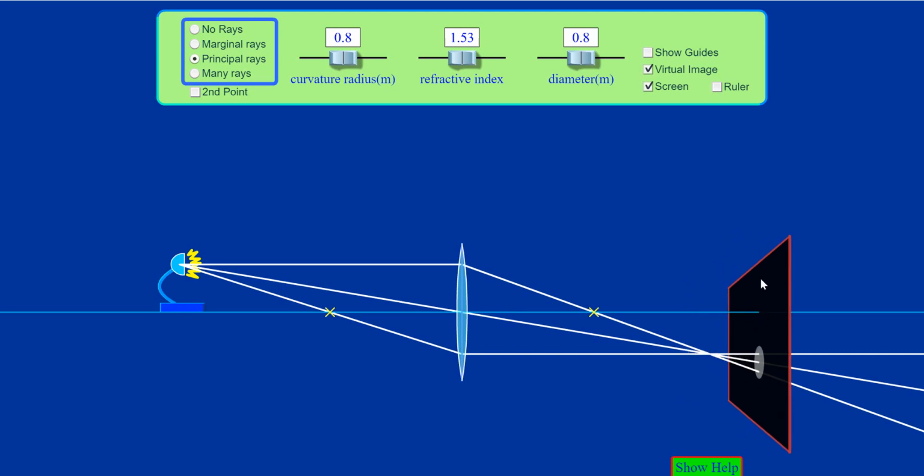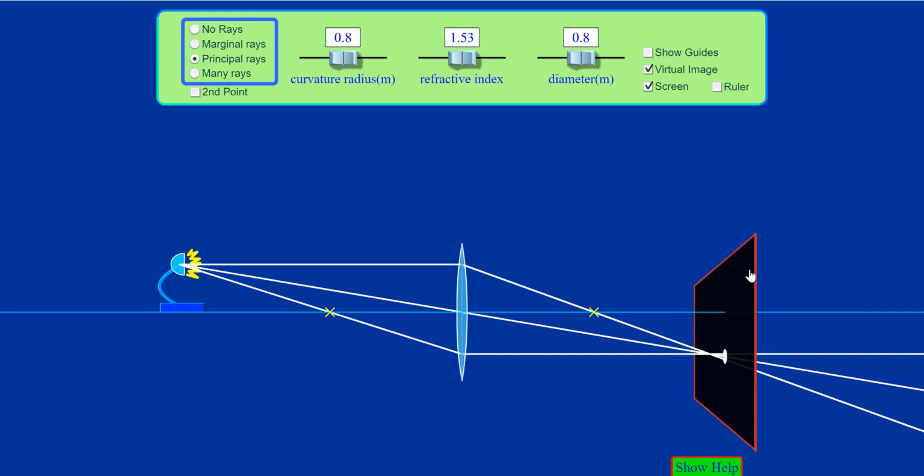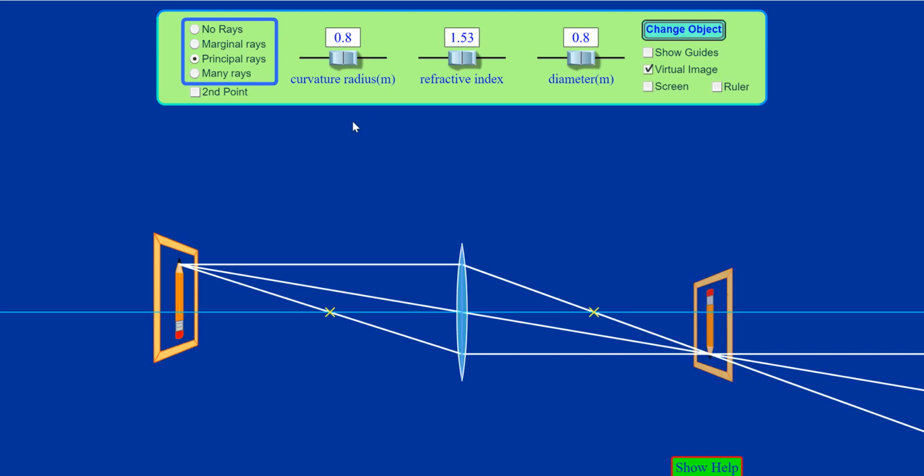I'm going to get a blurry image of the candle. So you can play around with where the screen is. This one here, again, they're real images because there's actual light rays passing through it, and we can actually project it nicely on the screen. What's nice about the simulation here, let's go back to our regular candle analogy. We can play around with a couple other things.